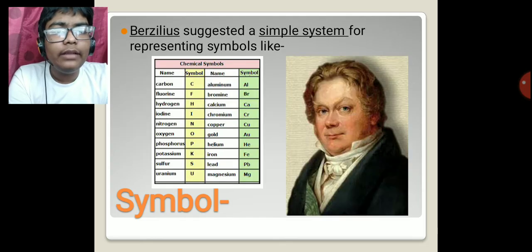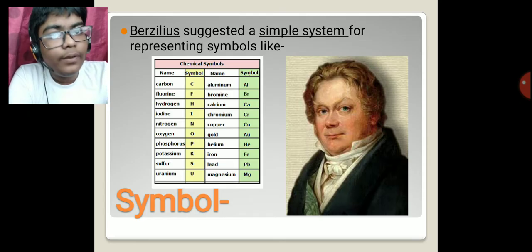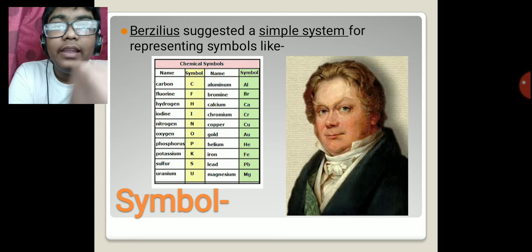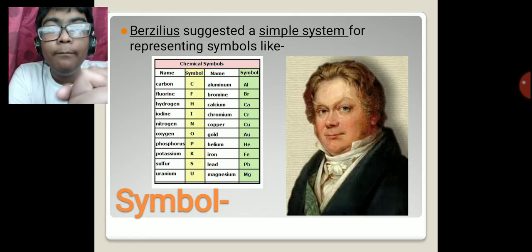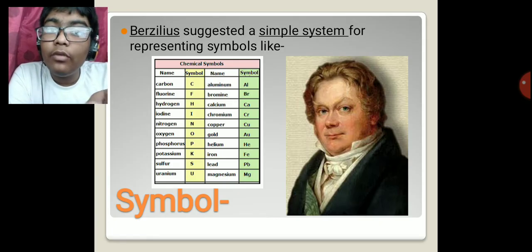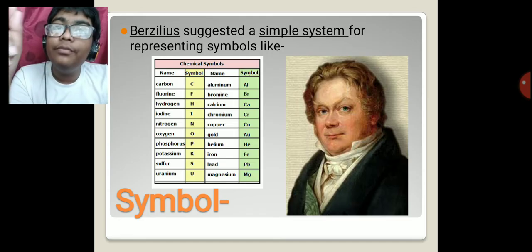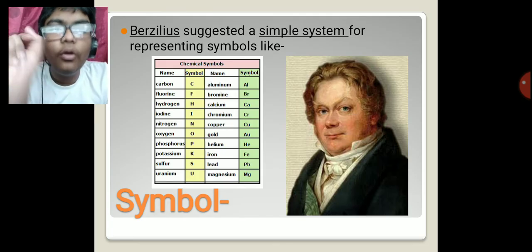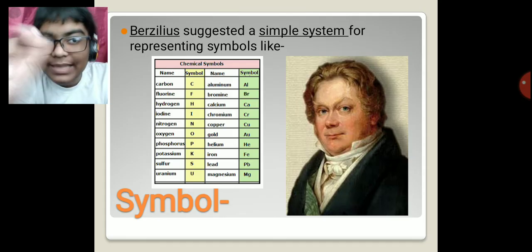Next, we had Berzelius who came up with a very simple and nice system of representing symbols. Here you can see the first letter of the element was itself taken as the symbol. But if the first letter was the same, then in the second case the first letter was written in capital and the second letter was written in small, like hydrogen is capital H and helium is capital H small e.